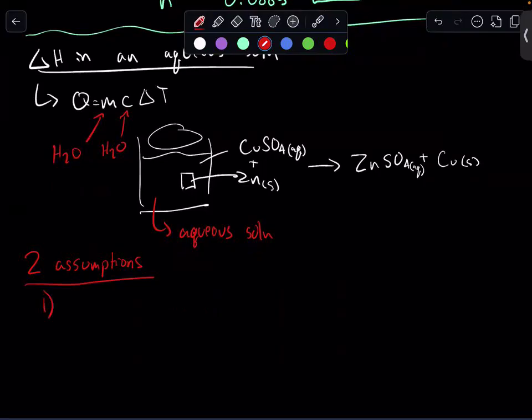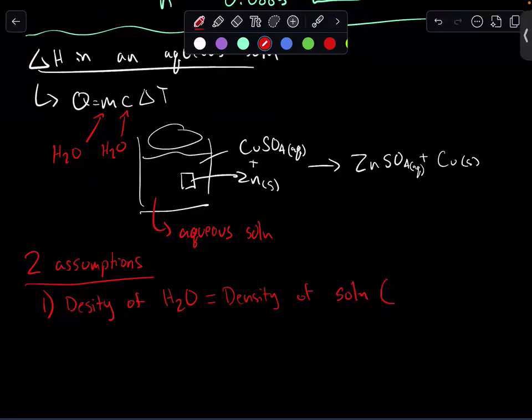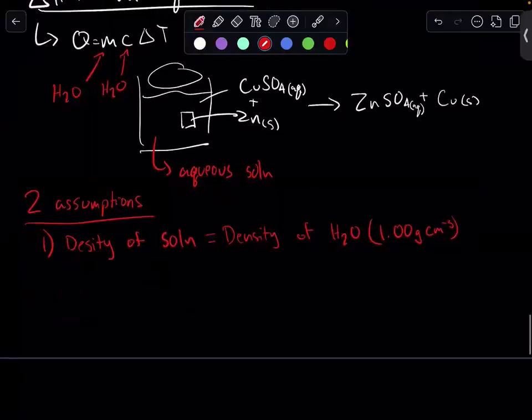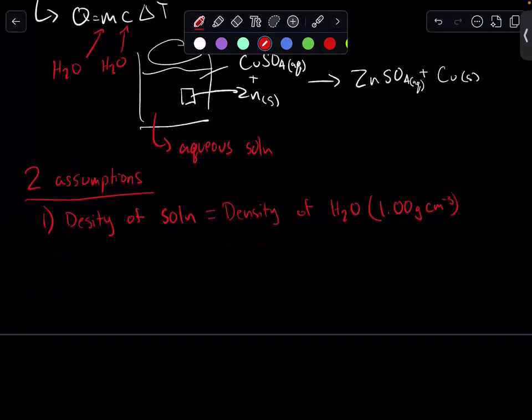So assumption 1 is that the density of water is going to be equal to the density of solution. So, meaning that, well, it might be inverse. The density of the solution is equal to the density of water, I should say. Meaning that your solution will have a density of 1.00 grams per centimeter cubed. Meaning that just because you have something dissolved in it, you can still assume that whatever the volume of solution you have is equal to the mass.